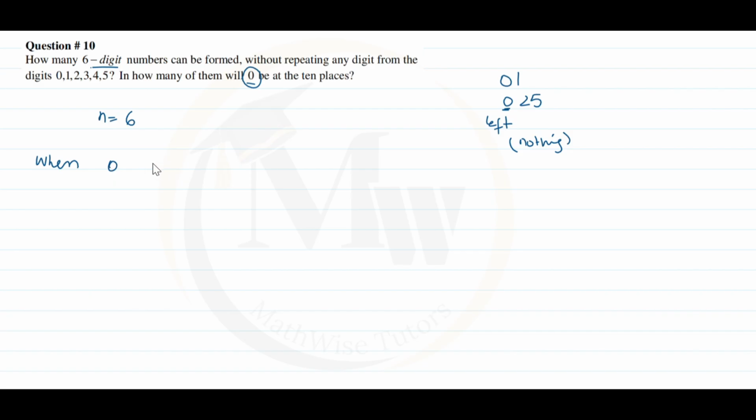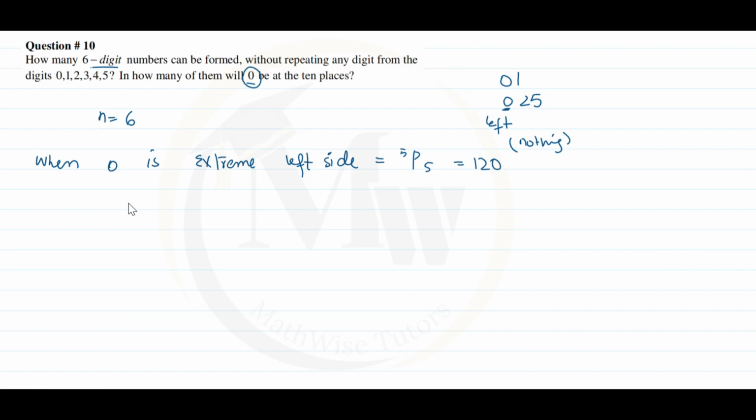So when 0 is at the extreme left side, then we have the remaining 5 digits which we need to arrange. So the permutation would be 5P5. We need to arrange 5. It would be 120.